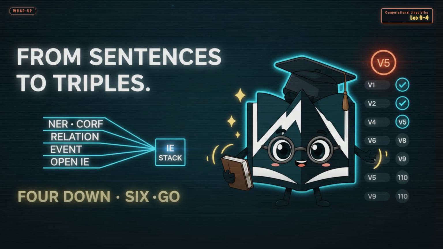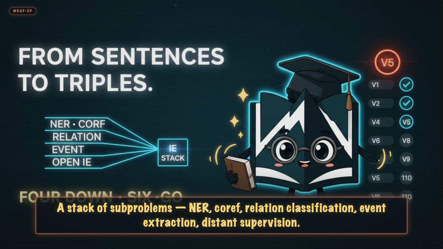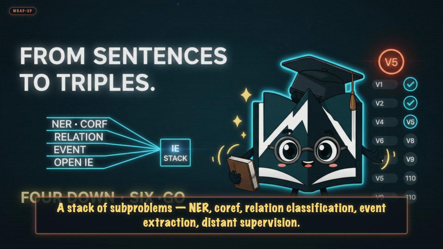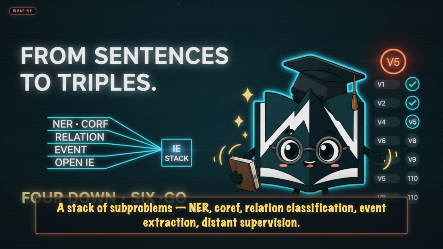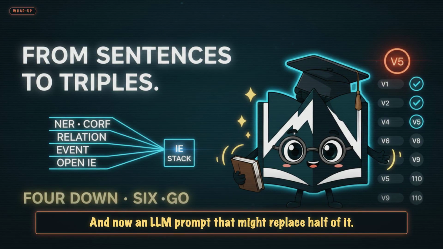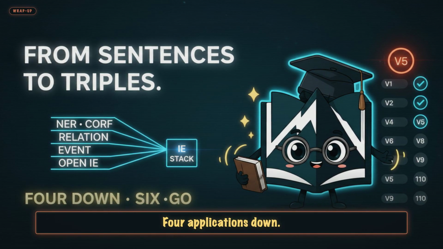Back to the puzzle. Same fact, 100 surface forms. How do we handle it? A stack of subproblems. NER, coref, relation classification, event extraction, distant supervision, each with a 5-decade research history, and now an LLM prompt that might replace half of it. 4 applications down, 6 to go.